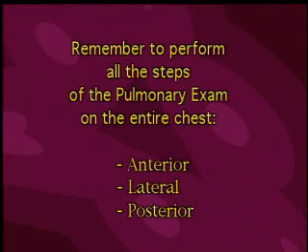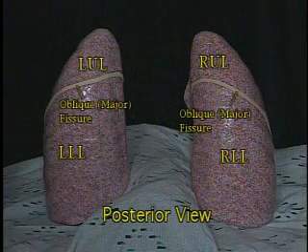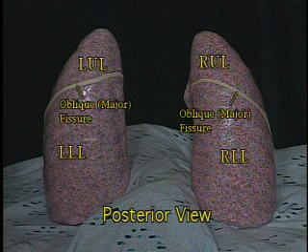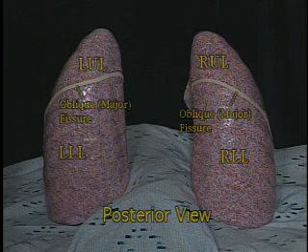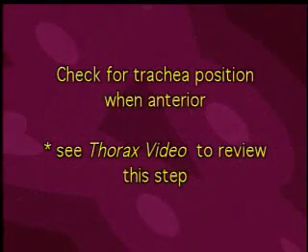Remember to perform all the steps of the lung exam, inspection, palpation, percussion, and auscultation on the entire chest. This means anteriorly, laterally, and posteriorly. If you only do the steps posteriorly, you will mostly hear the left and right lower lung sounds. You will miss the right middle lobe completely if you only listen posteriorly. Finally, remember to check for trachea position when in front of the patient. I can refer you back to the thorax video if you need to review this step.